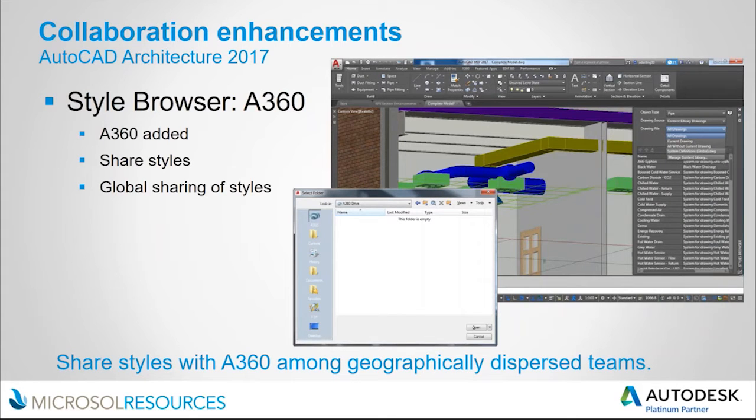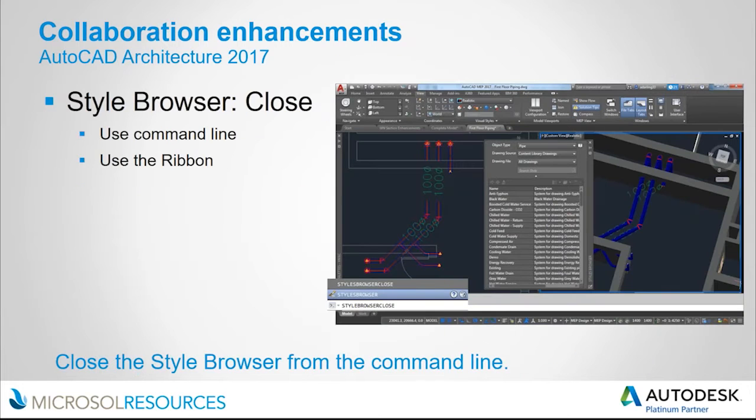It includes, again, with the big push from Autodesk for including A360 in your daily workflow, either in saving settings or using it to save views and transfer files back and forth. We can use A360 for sharing styles, so you have that global sharing of styles with extended project teams, using A360 as a transport medium. And then we can also close the style browser with the style browser close command, and we can also use the ribbon as well.